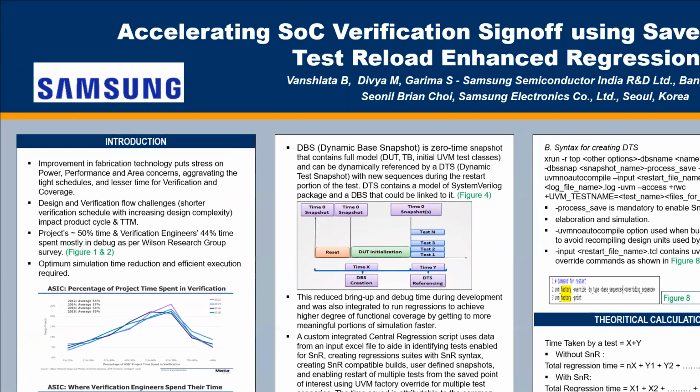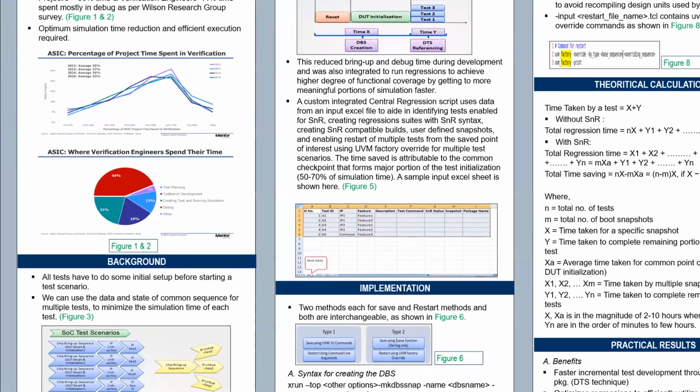A custom integrated central regression script has also been developed which uses data from an input Excel file. It aids in identifying tests enabled for save and restart, creates the regression suites, compatible builds, user-defined snapshots, and enables restart of the test from the saved point of interest using UVM factory override for multiple test scenarios. The time saved here is attributable to the common checkpoint that forms major portion of the test initialization. This can be to the tune of 50 to 70% of the simulation time. A sample input Excel sheet is shown here in figure 5.